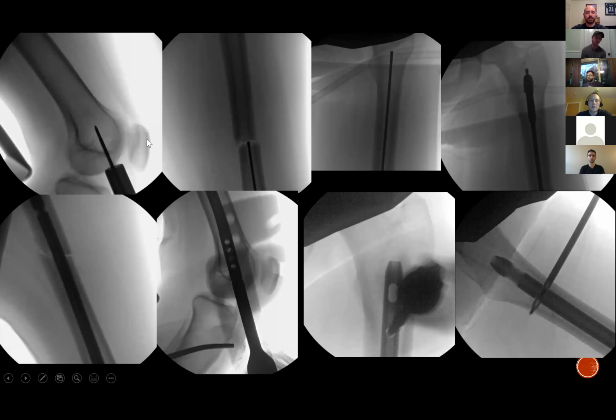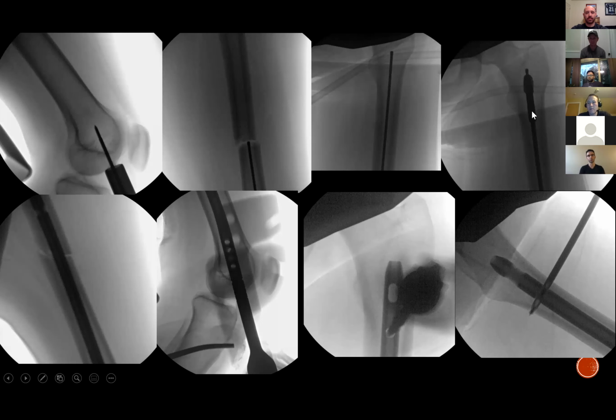Then we turn our attention to the injured side. We're going to obtain our x-rays. We're going to obtain a perfect start point right at the tip of Blumensaat's line, right in the depth of the concavity of the trochlear groove. We've reduced our fracture right before we slide our guide wire across it, and we're going to advance it up to the place where we want it to end.